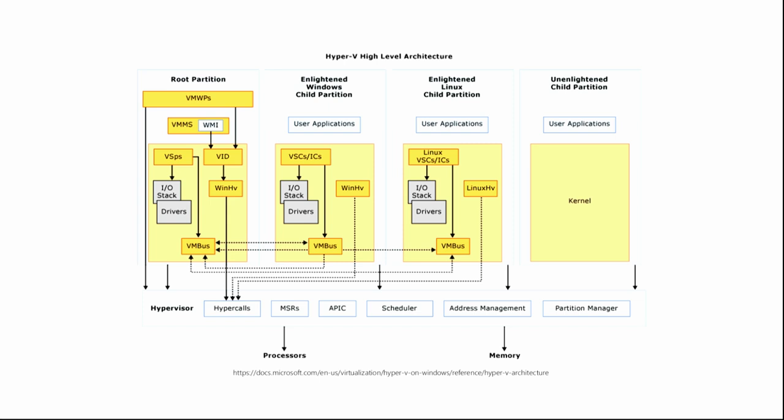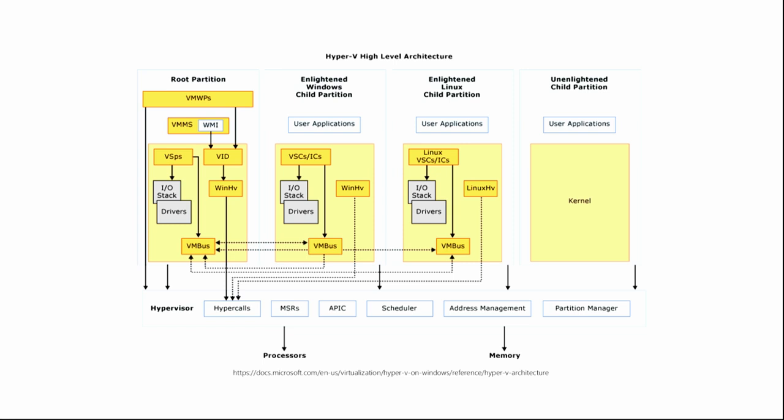So we have two types of child partitions. You have an enlightened partition and unenlightened. Enlightened partition essentially means that it's aware it's running within Hyper-V, contains some integration components. These components are going to be referred to as VSCs, or virtualization service consumers, and they communicate with something called VM bus. VM bus is the virtual machine bus, and it's one of the main mechanisms for inter-partition communication.